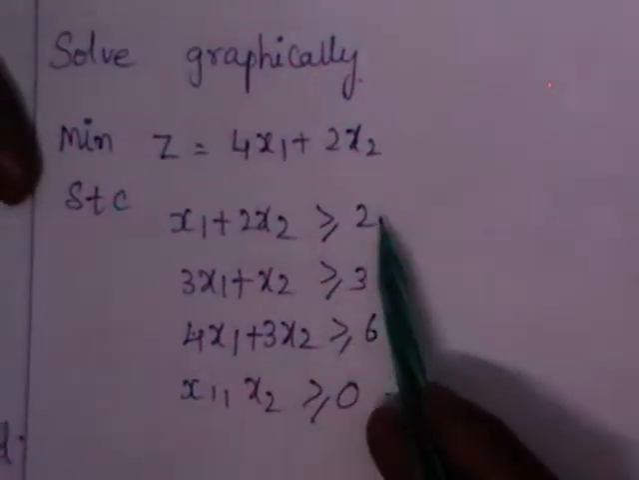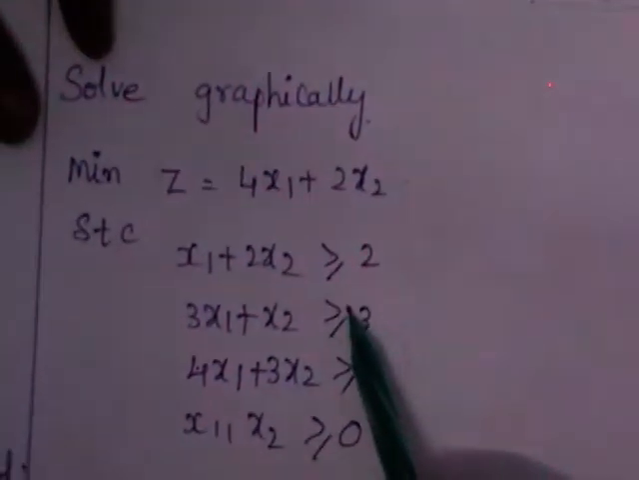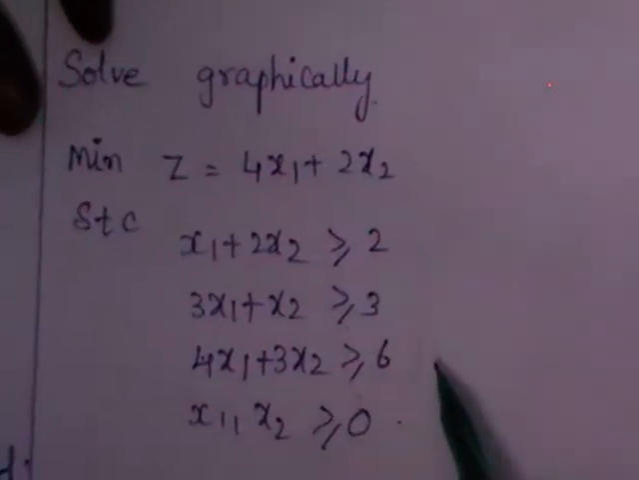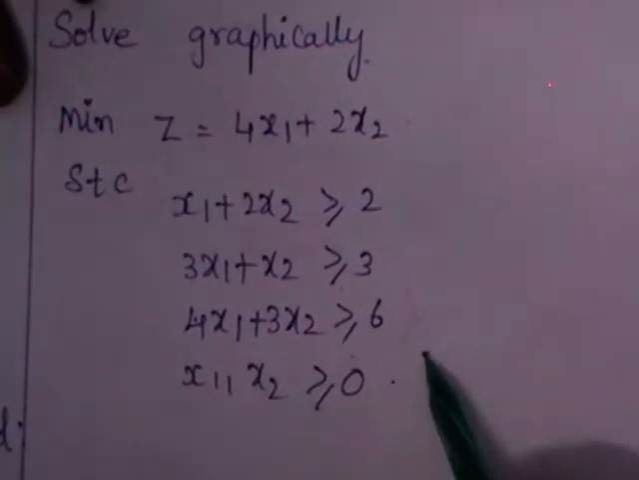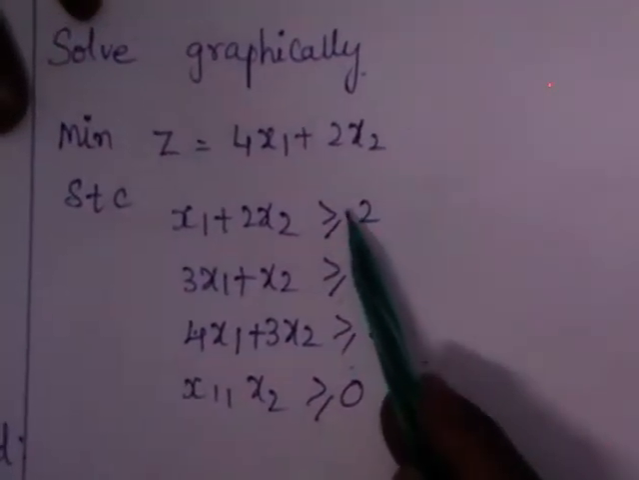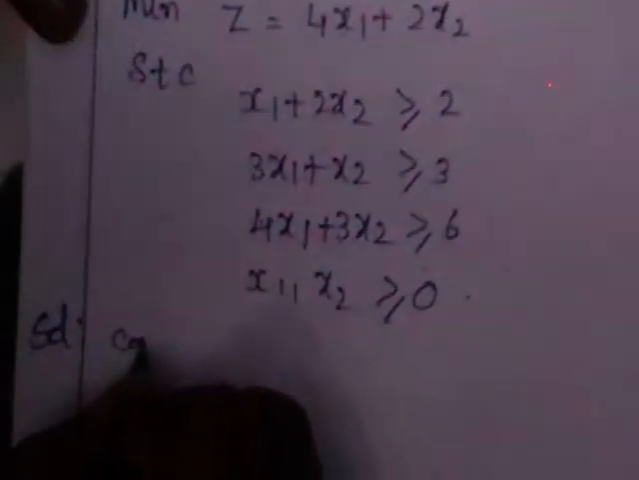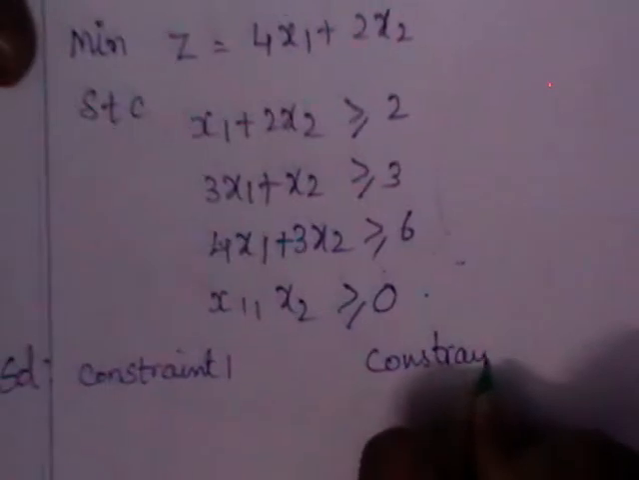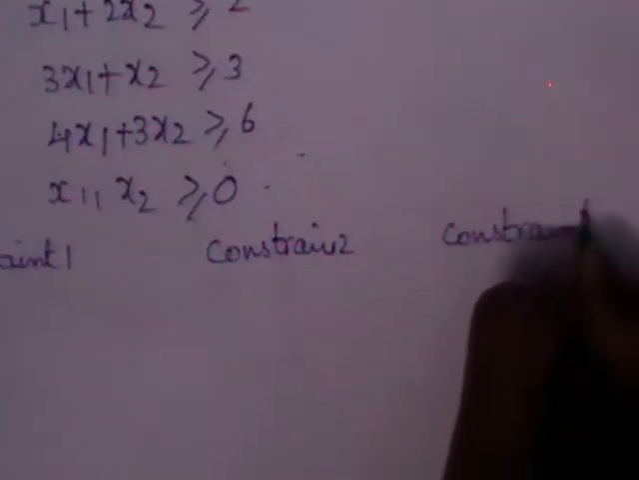x1, x2. So the difference between the previous problems and this is that here all the constraints are of greater than or equal to type. I said the constraints may all be less than or equal to type, all may be greater than type, or a combination of these two. In the previous one we had the case where all are of less than or equal to type. Here we have three constraints and the first constraint is of greater than or equal to type, the second constraint is also of greater than or equal to type, and also the third one.